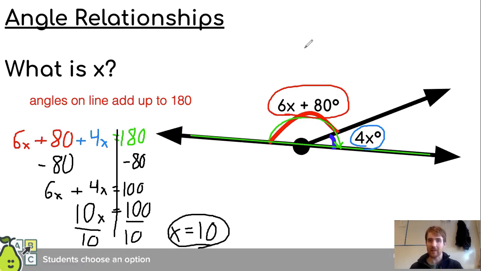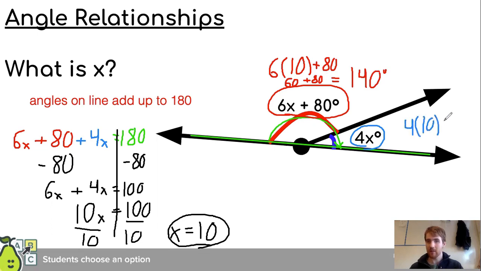And there's our answer. Now, of course, you could check the answer by substituting in up here. 6 times 10 plus 80. That's 60 plus 80, which is equal to 140 degrees. Meanwhile, we've got the blue angle, which is just 4 times 10, 40 degrees. And this is great because 140 and 40 together equal 180, which is exactly what we wanted them to. So there's another more complicated example, but the same steps.